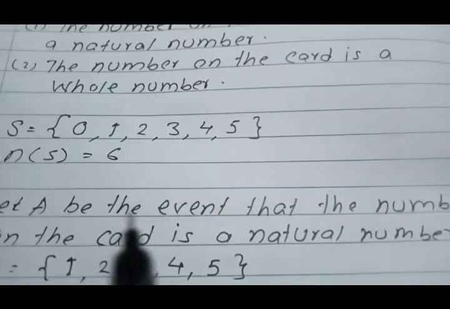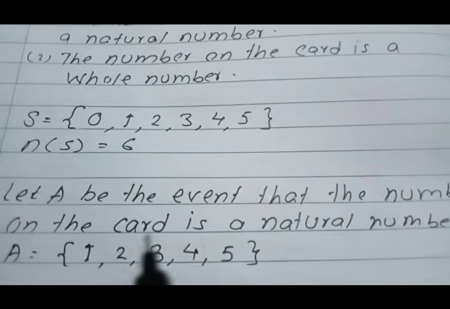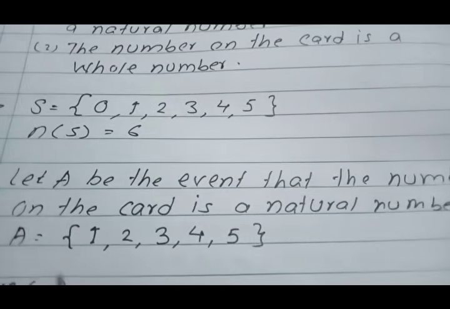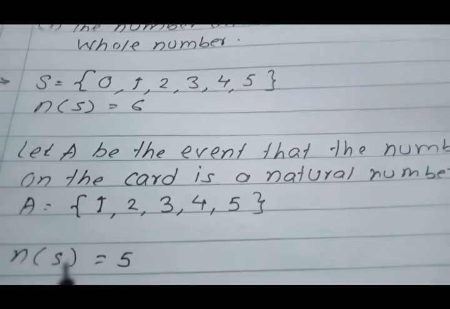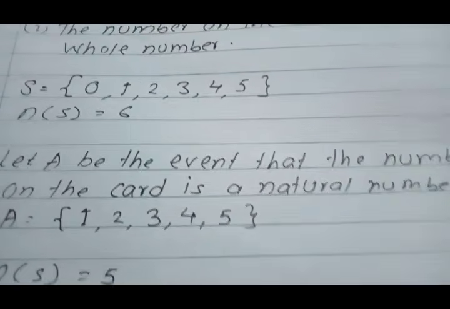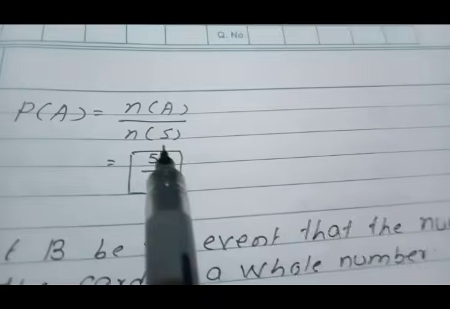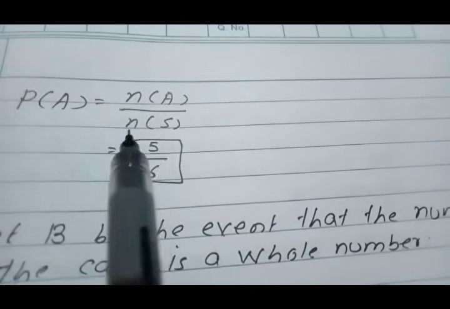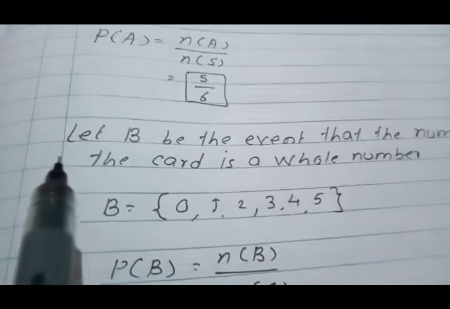Then let A be the event that the number on the card is a natural number. So A equal to 1, 2, 3, 4, 5. So n(A) equal to 5. P(A) equal to n(A) upon n(S). n(A) is 5, n(S) is 6. So 5 upon 6.